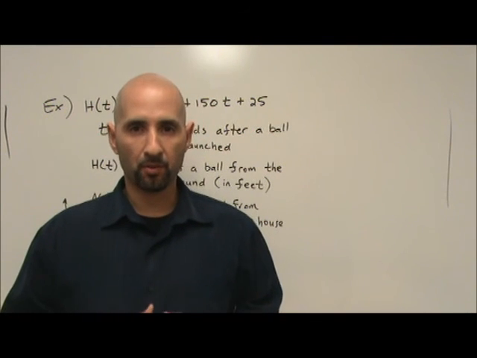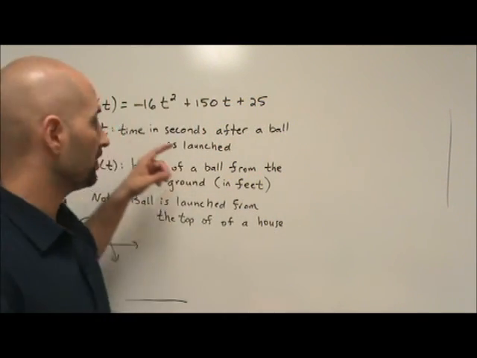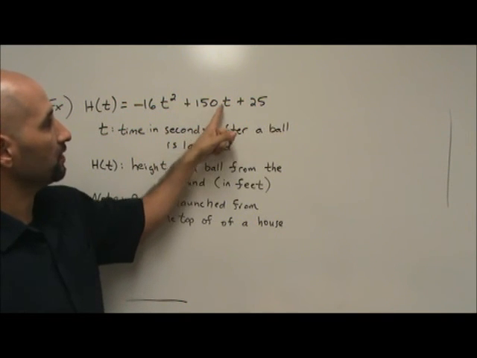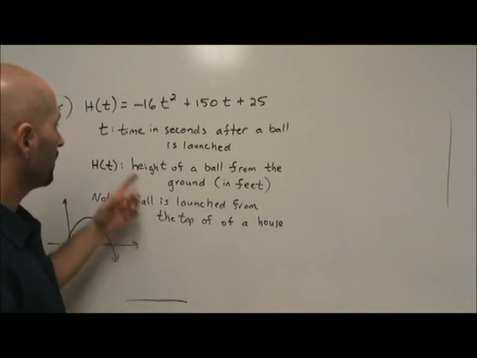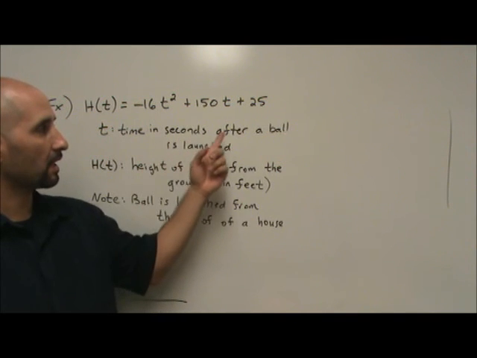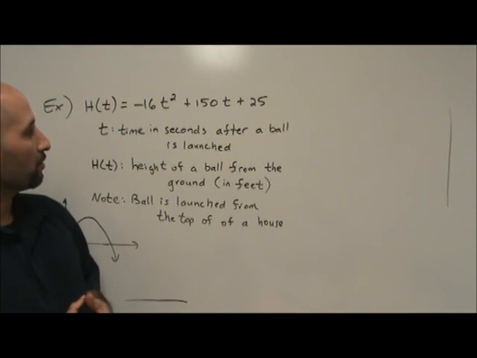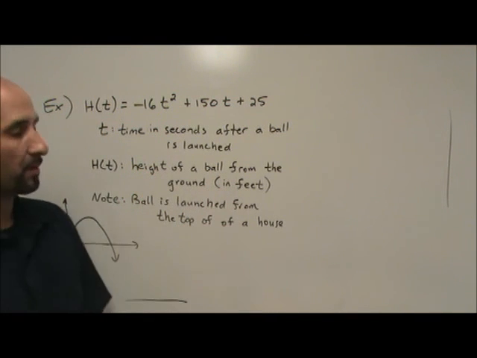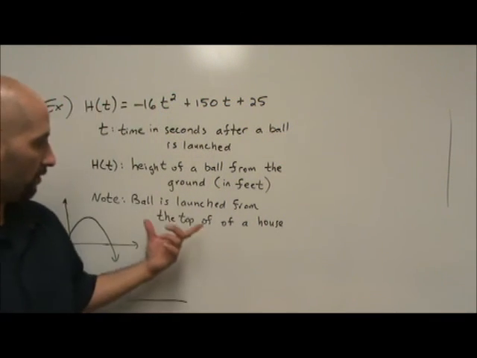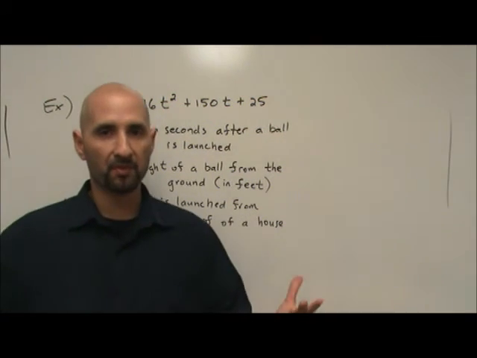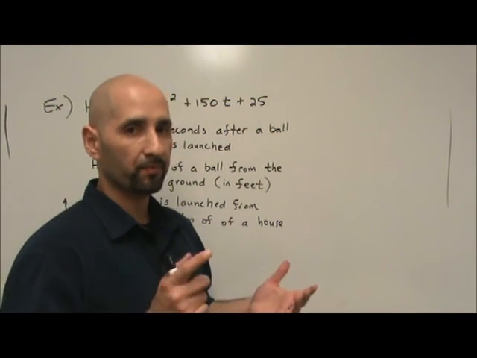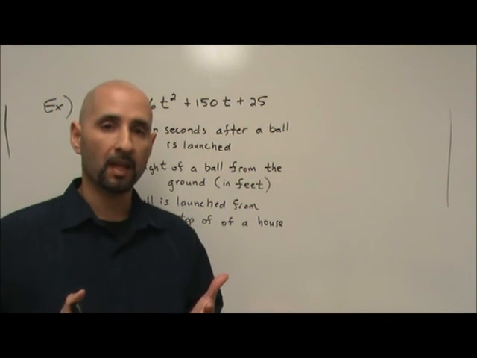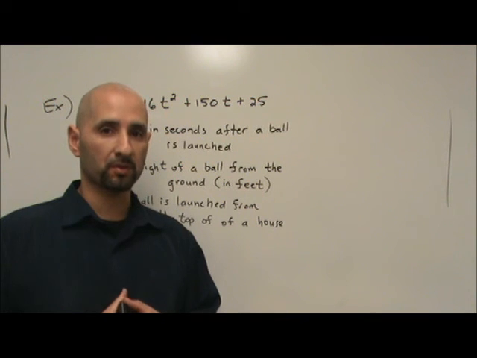Here's an application of the coordinates of the vertex. Consider this function here, h of t equals negative 16t squared plus 150t plus 25, where t represents the time in seconds after which a ball is launched, and h of t represents the height of the ball from the ground. So a ball is launched, think of it from the top of a house with some device that launches balls. And the idea here is, what do the coordinates of the vertex mean? Let's find them and then interpret those coordinates.